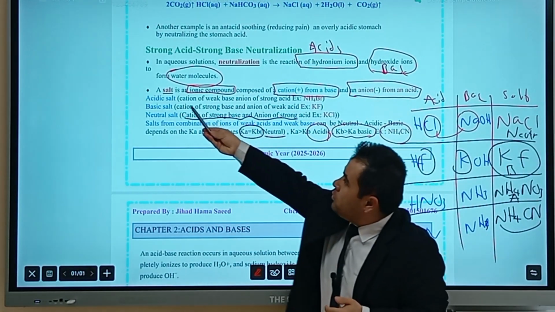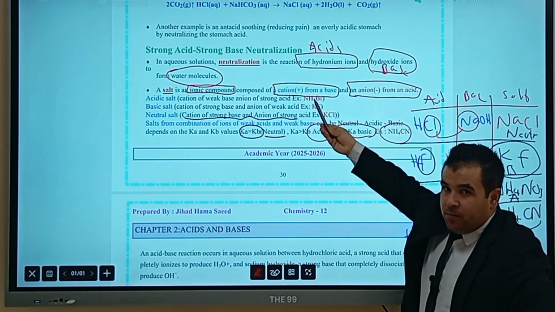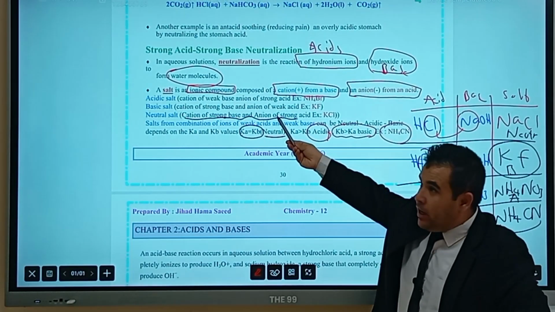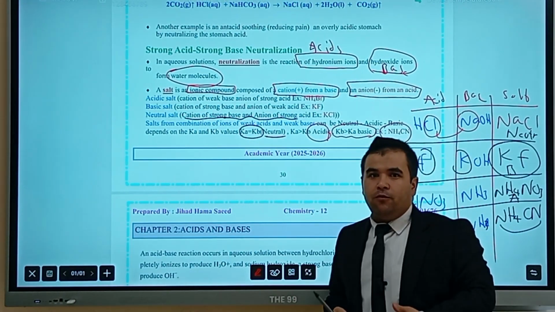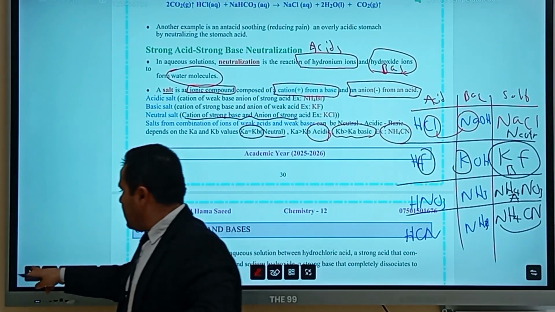So, an acidic salt is a salt from a strong acid and a weak base. A basic salt is from a strong base and a weak acid. Neutral is from 2 strongs, and the last is from 2 weaks, which can be neutral, acidic, or basic.